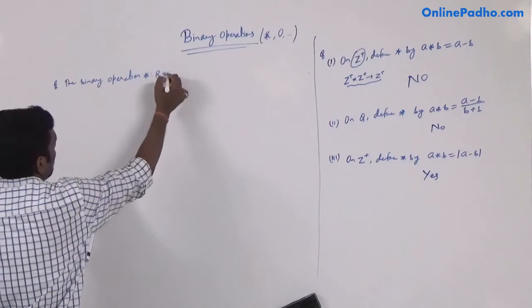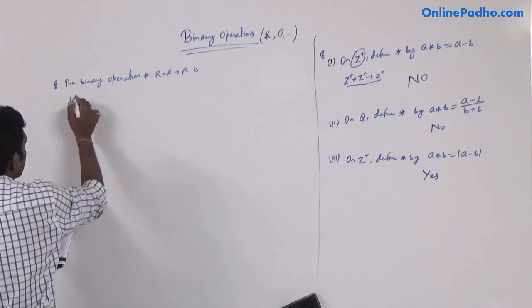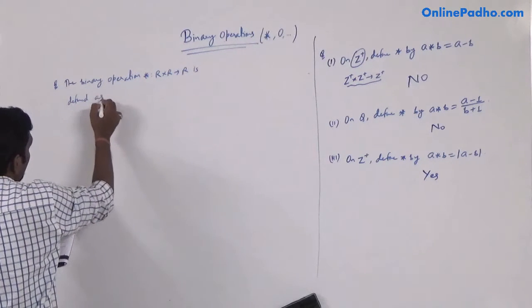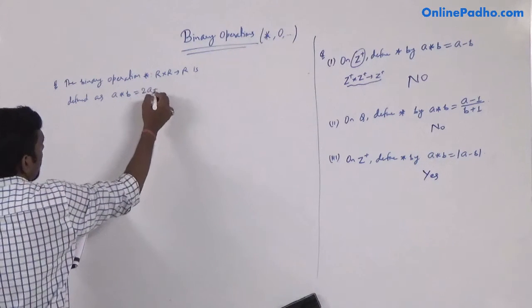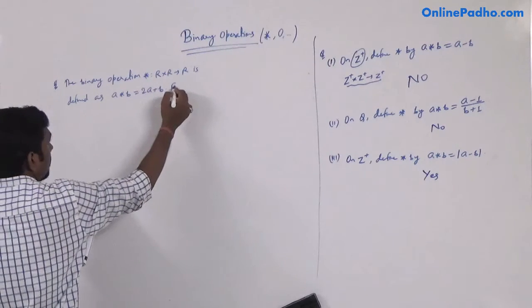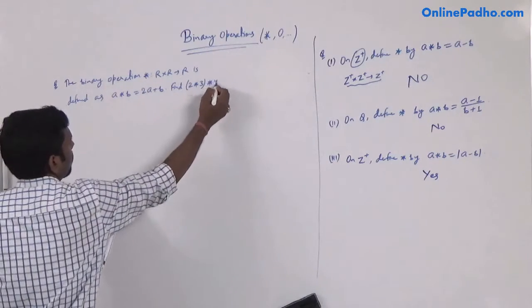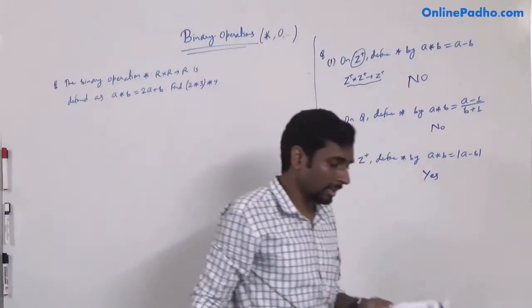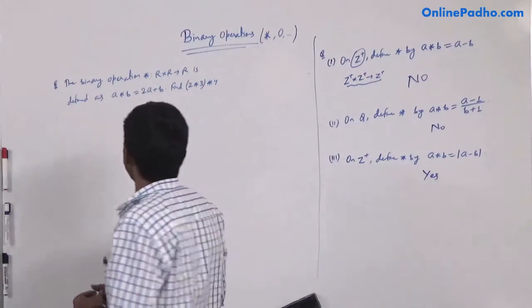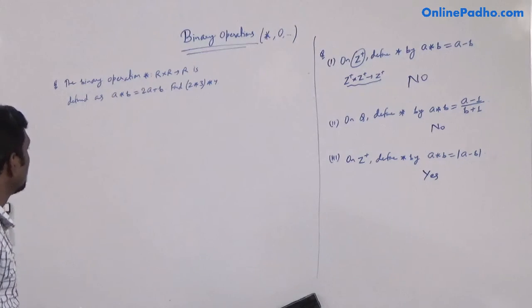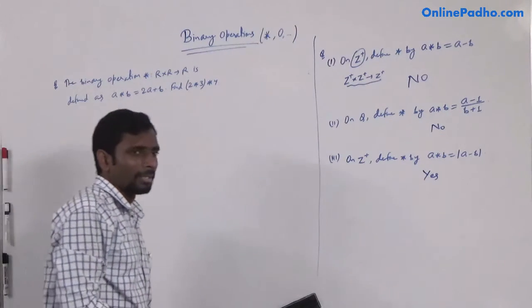The binary operation star, real number by real number tends to real number, is defined as A star B is equal to 2A plus B. Then find 2 star 3 whole star 4. The question is, the binary operation real number to real number tends to real number is defined as A star B equal to 2A plus B. Find 2 star 3 whole star 4.